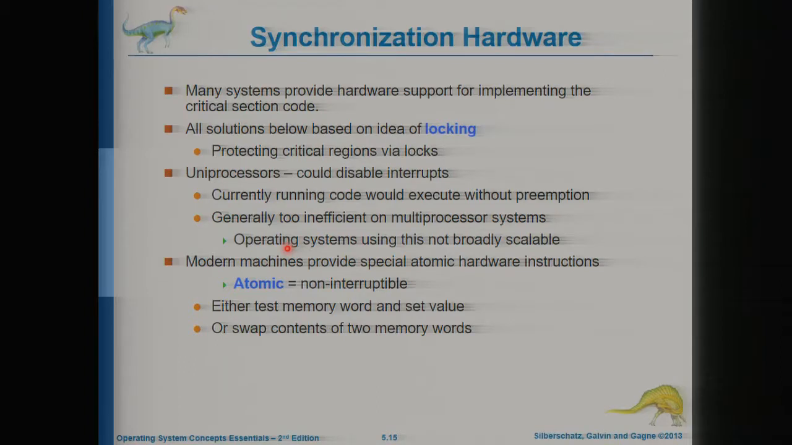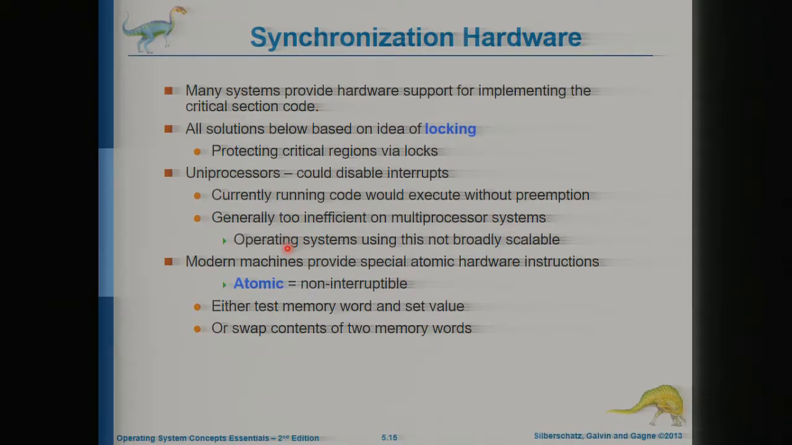So modern machines also provide special atomic instructions, where atomic means a non-interruptible instruction. Once that instruction starts execution, the CPU cannot be taken away from such a process. We can have two such non-interruptible methods. One is to test a memory word and set a value, and the second is to swap the contents of two memory words.